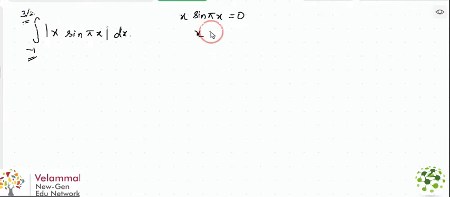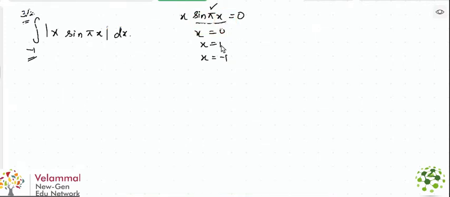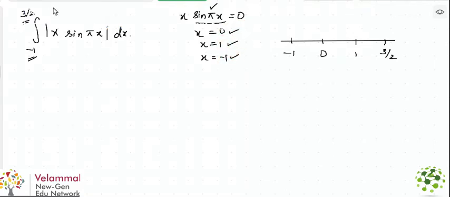So when x is 0, this is 0, or when x is 1, because sine pi is 0, and when x is minus 1, sine minus pi is also 0. So I draw the number line now. I have three values for the function, like we did for increasing and decreasing functions. Okay, minus 1, 0, 1, 3 by 2. Don't bother about the intervals, I just plotted the solutions only. Minus 1, 0, 1, upper limit.